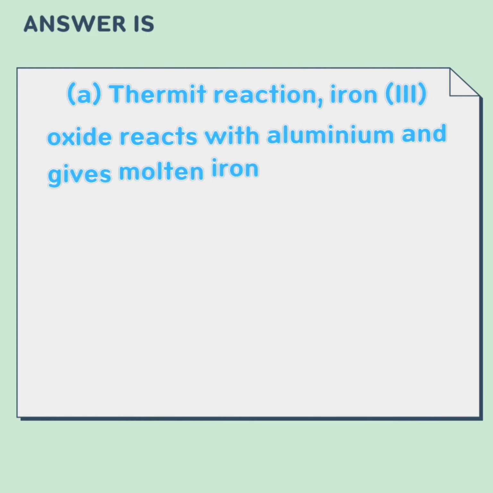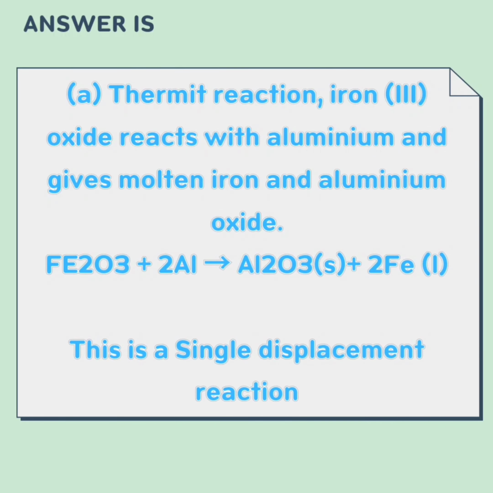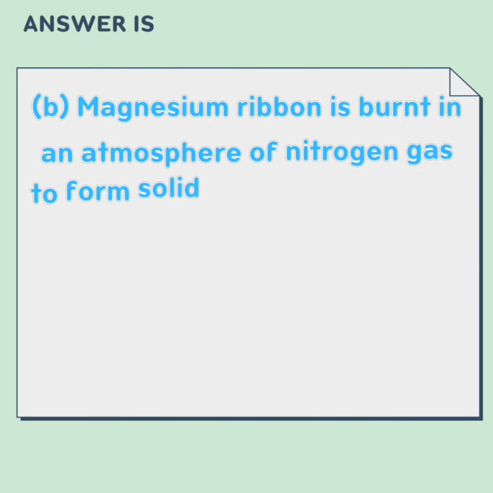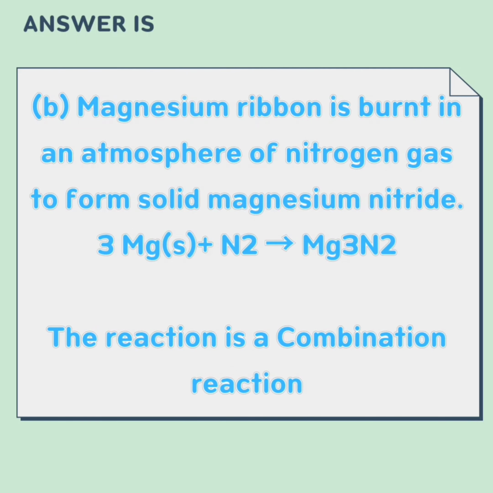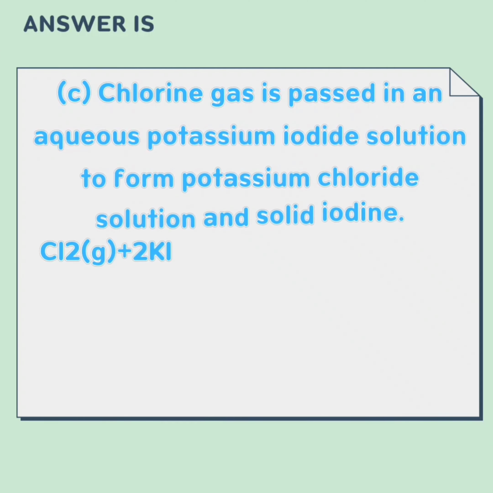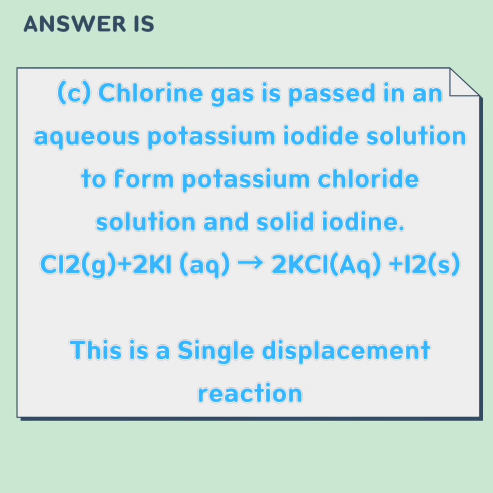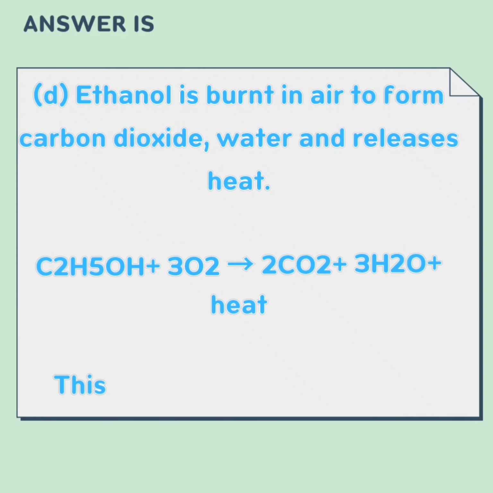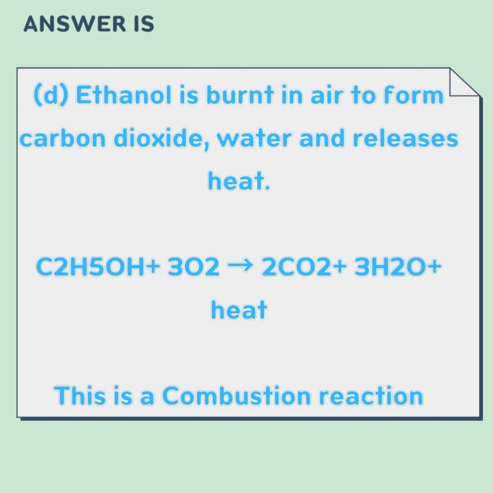Answer. A. Thermite reaction. Iron 3 oxide reacts with aluminium and gives molten iron and aluminium oxide. This is a single displacement reaction. B. Magnesium ribbon is burnt in an atmosphere of nitrogen gas to form solid magnesium nitride. The reaction is a combination reaction. C. Chlorine gas is passed in an aqueous potassium iodide solution to form potassium chloride solution and solid iodine. This is a single displacement reaction. D. Ethanol is burnt in air to form carbon dioxide, water, and releases heat. This is a combustion reaction.